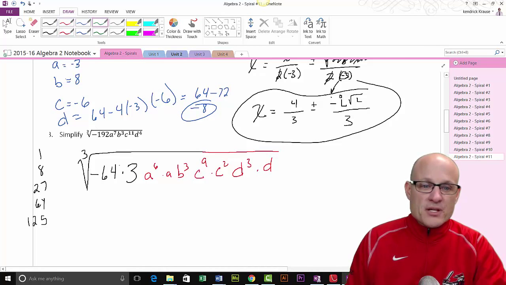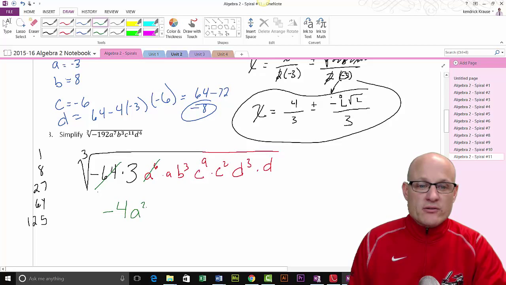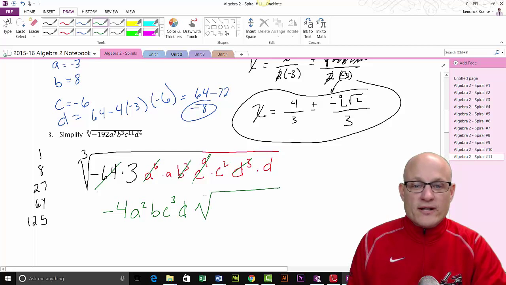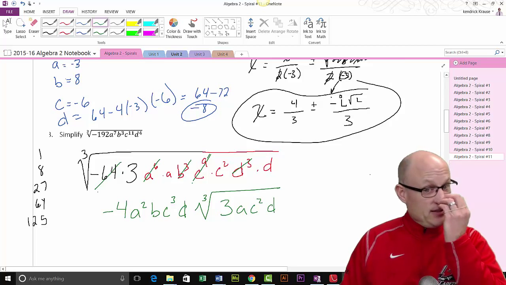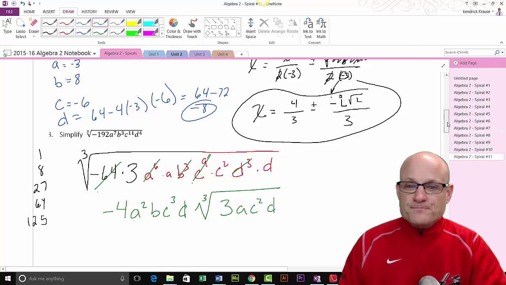So we'll go through with our pen. The cube root of negative 64 is negative 4. The cube root of a to the 6 is a squared. The cube root of b cubed is b. The cube root of c to the 9th is c cubed. The cube root of d cubed is d. Forget this cube root, you lose a point. It's a cube root. 3ac squared d. ACD? Forgot the c. All right.